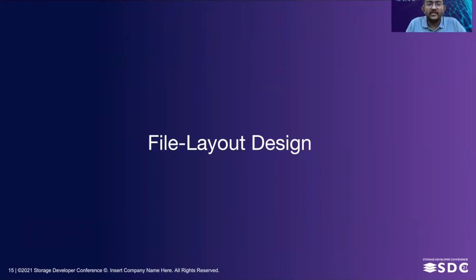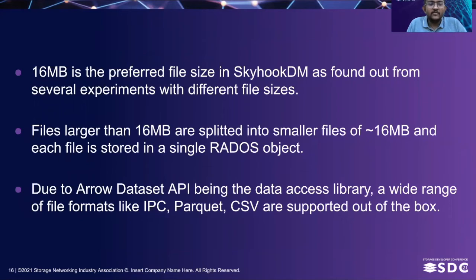Let's now talk about the file layout design in Skyhook. In Skyhook, we found out that 16 MB is often the file size that gives us the best results. We ran a parameter sweep over different file sizes from 4 MB to 128 MB in powers of 2, and we found out that 16 MB files give the best results in terms of latency. The files that are larger than 16 MB are split into smaller files of 16 MB, and each file is stored in a single Rados object. This is done during the write phase in Skyhook.